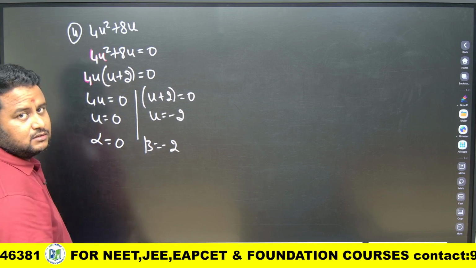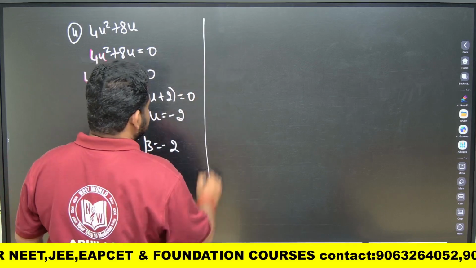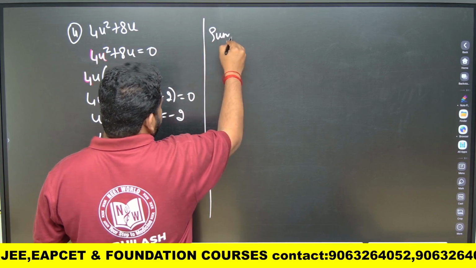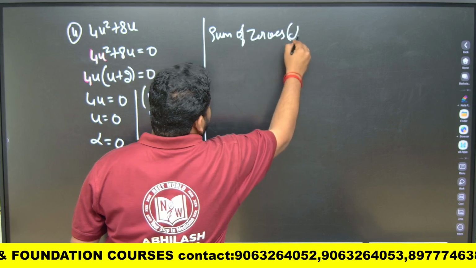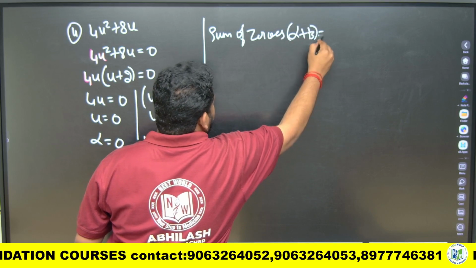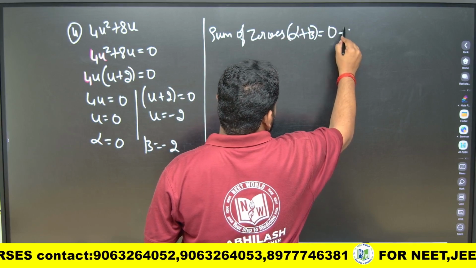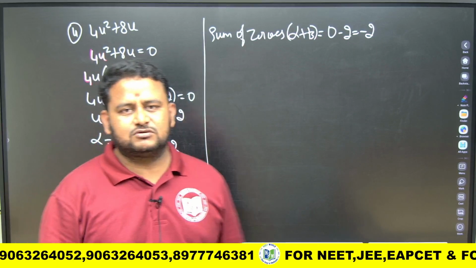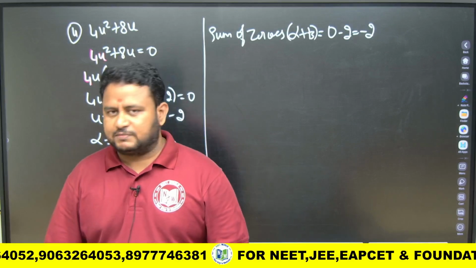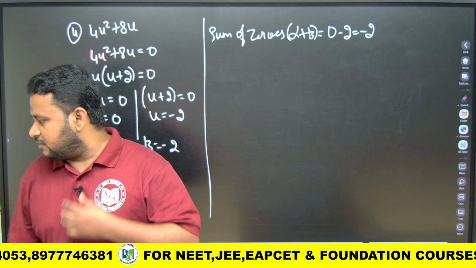Now let us find the sum of the zeros and product of the zeros using the direct method. Sum of zeros is alpha plus beta. Alpha is 0, plus into minus is minus, 0 minus 2. I will get minus 2. That's all we got for the sum of the zeros. Very simple question, 4u square plus 8u. No need to get confused. You have to take common here.